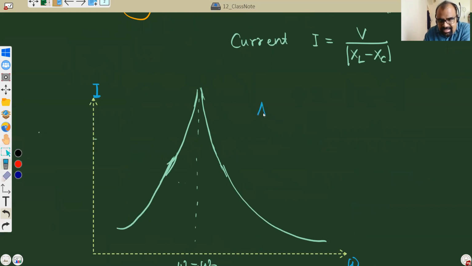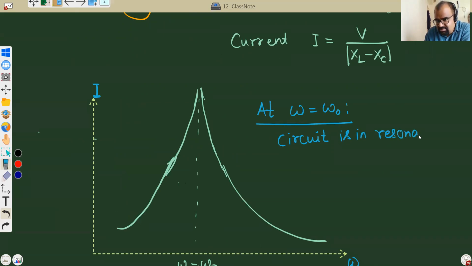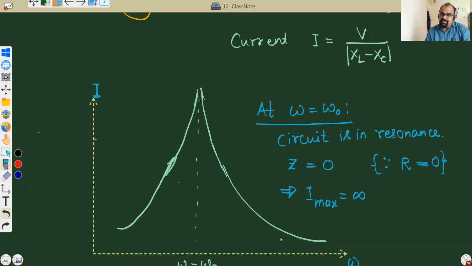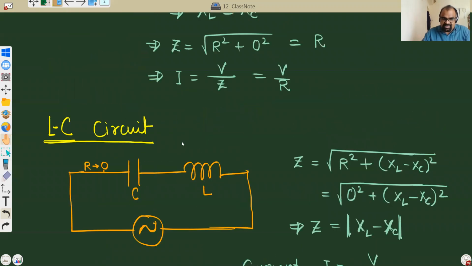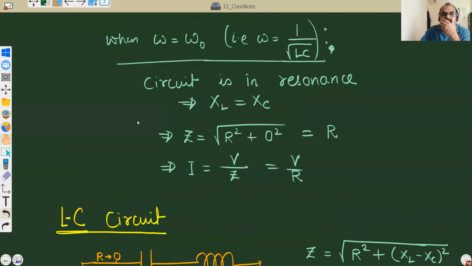Any problem? So at omega equal to omega naught, the circuit is in resonance. So here impedance will become 0 because R is 0, because there is no resistance. So I max will become infinity. And that is what I am showing with the help of this graph also. So if R tends to 0, then we get an LC circuit, and this is what will happen. Any doubt till now?